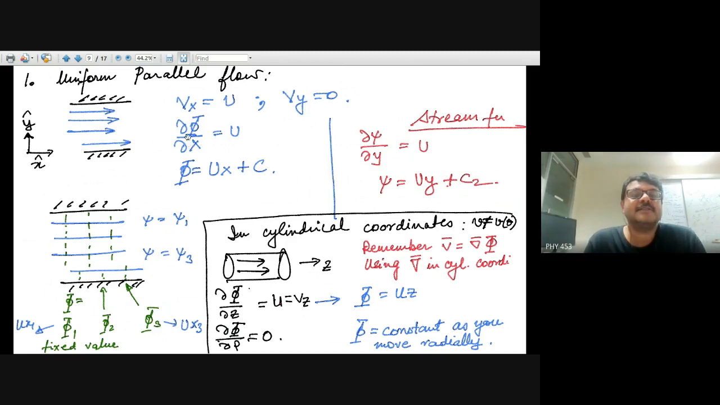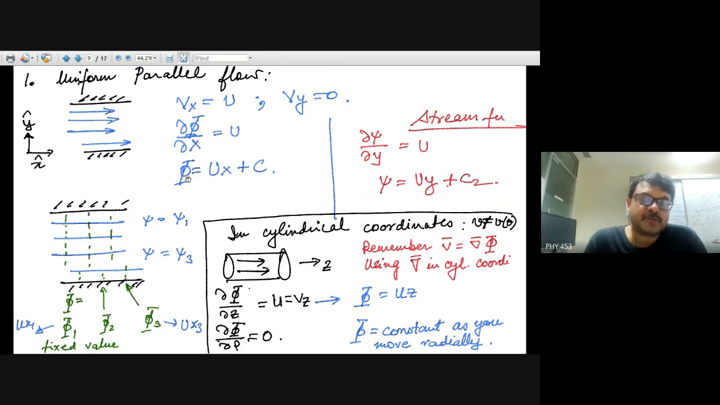If we have such a flow field, which is possible for a superfluid, then del phi del x will be equal to u, because we take the gradient of phi. You get the velocity field, and you are specifying the velocity field and trying to get phi, and that is phi equal to ux plus c.